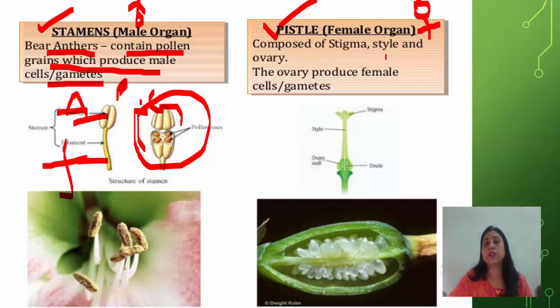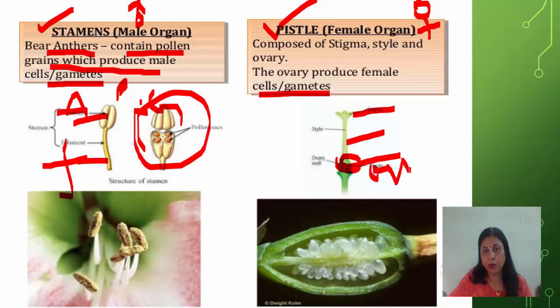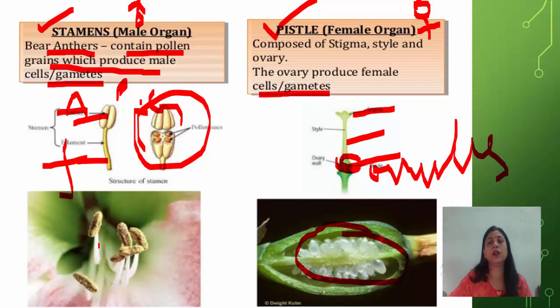It is composed of stigma, style and ovary, and the ovary produces female cells or gametes. You can see the stigma, style and ovary, and inside the ovary there are ovules, and ovules are the female cells. You can see so many ovules inside the ovary.